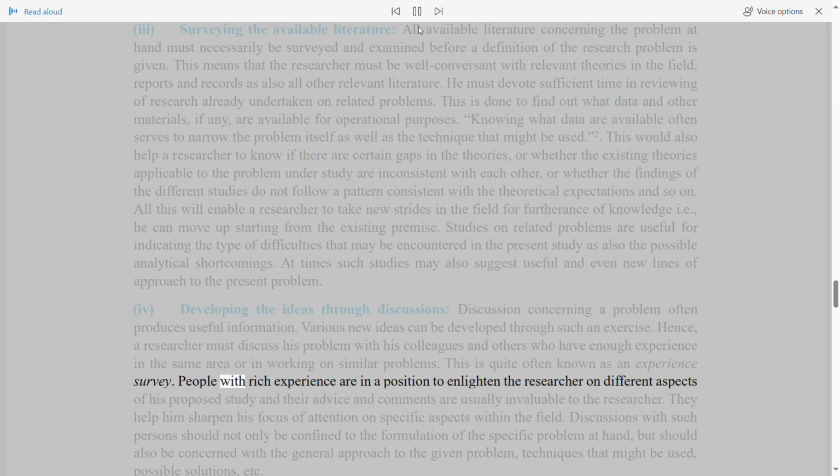People with rich experience are in a position to enlighten the researcher on different aspects of his proposed study, and their advice and comments are usually invaluable to the researcher. They help him sharpen his focus of attention on specific aspects within the field. Discussions with such persons should not only be confined to the formulation of the specific problem at hand, but should also be concerned with the general approach to the given problem, techniques that might be used, possible solutions, etc.